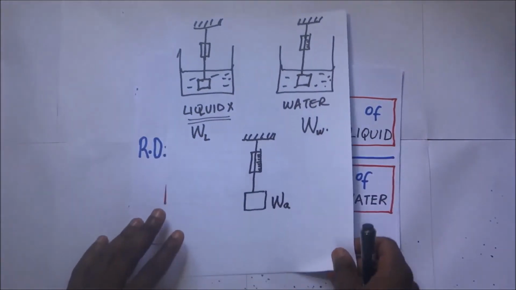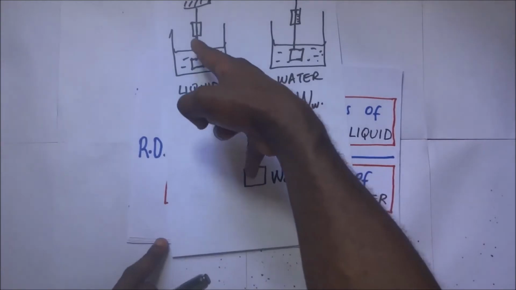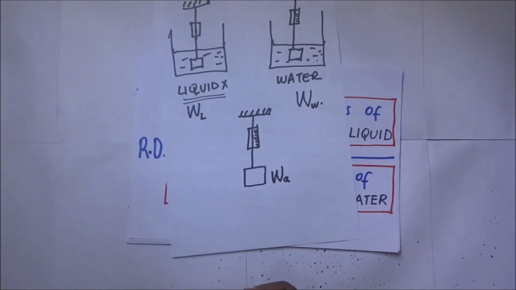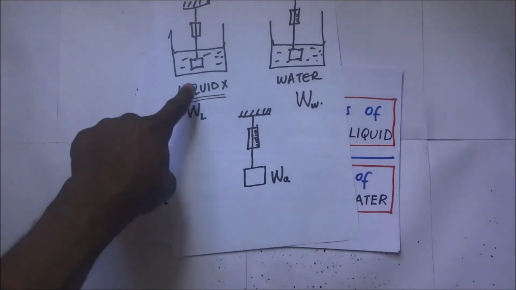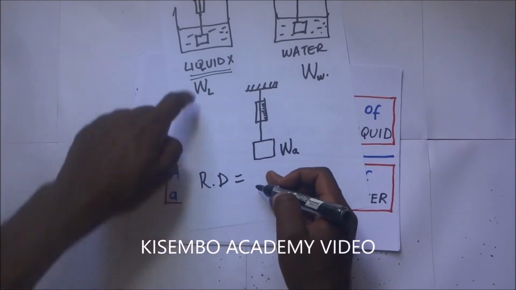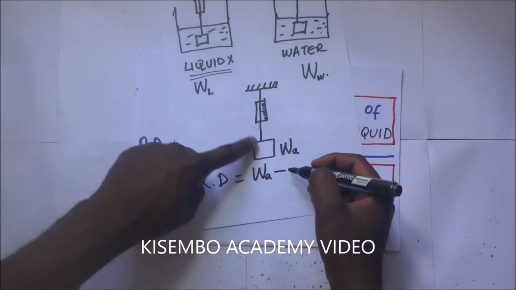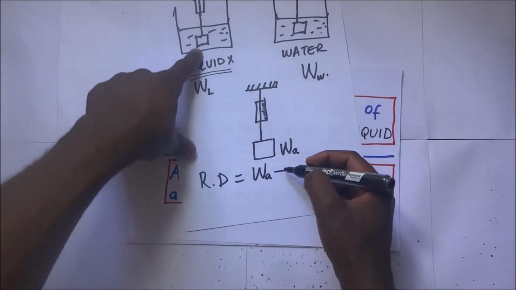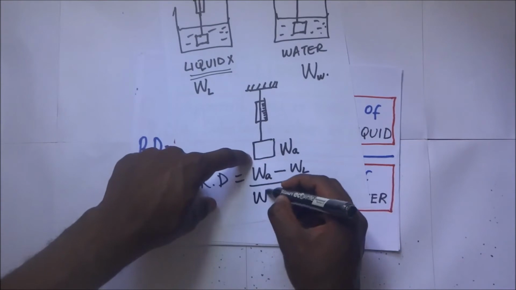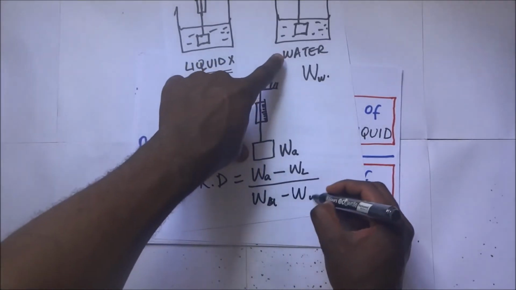So what does that mean? It means that if we get the apparent loss in the liquid and divide that by the apparent loss in the water, we will be able to get the relative density of this liquid. So the relative density here is going to be the apparent loss, which is given by the weight when the thing was in air minus the weight when it was dipped in the liquid, divided by the weight when the thing was in air minus the weight when it was immersed in water.